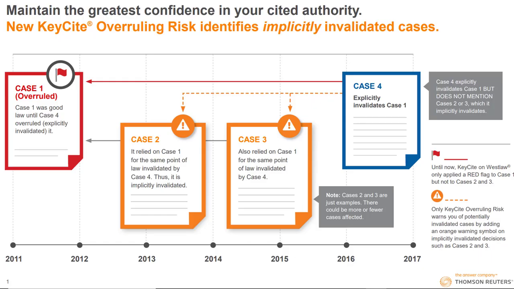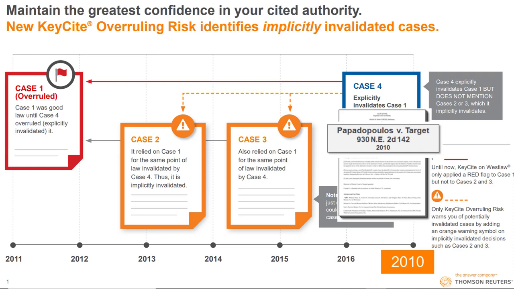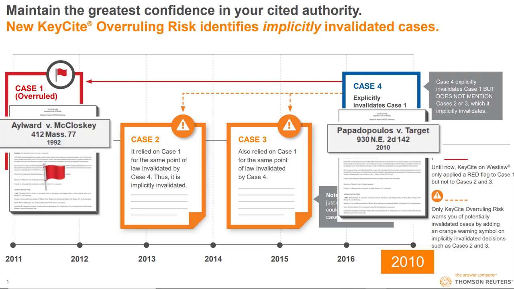Most recently, in 2010, Papadopoulos was decided. Papadopoulos expressly overruled Aylward for the point of law that the accumulation rule is the standard for deciding property owner liability. Aylward is no longer valid for the point of law, and thus we note the red KeyCite flag in front of Aylward.